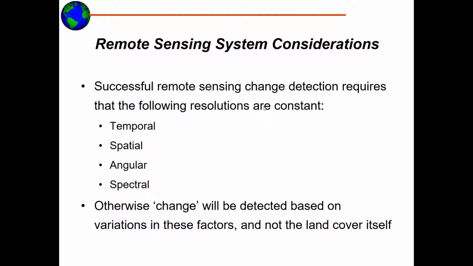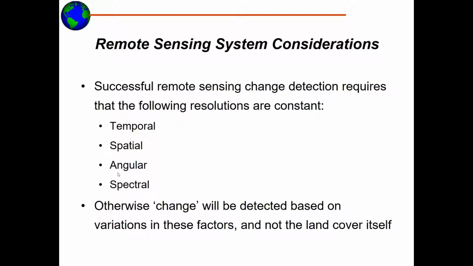For doing a successful change detection, it requires that the data have some constant resolutions. For example, the temporal resolution needs to be the same. The data of the first image and the last image needs to be taken at approximately the same time of the day and at approximately the same time of the year. The spatial resolution should be the same so that both images have approximately the same pixel size.